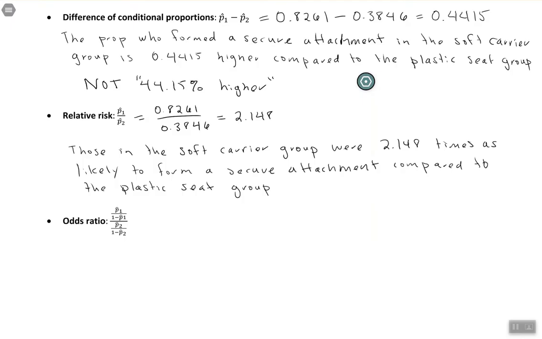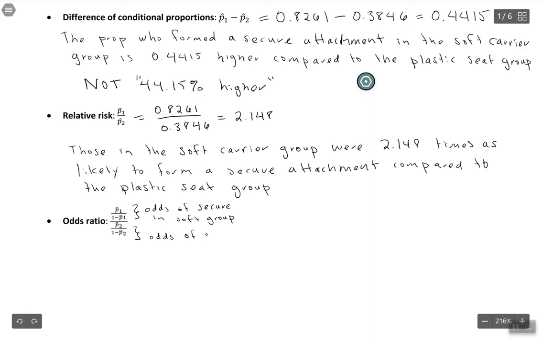So we've talked about two options that we can use to describe the strength of the association. There's one more that we're going to talk about that is very similar to the relative risk, except instead of using just the proportion, it uses the odds ratio. So we have in the numerator here, this is the odds of the secure attachment in the soft group. And then in the denominator, this is the odds of secure attachment in the plastic group.